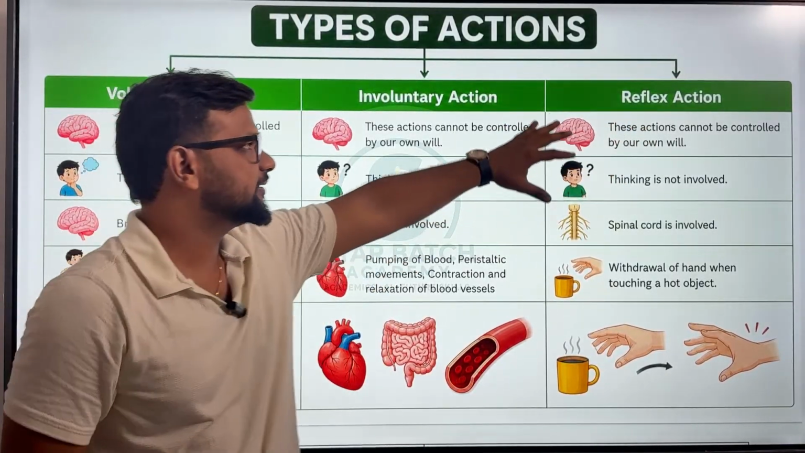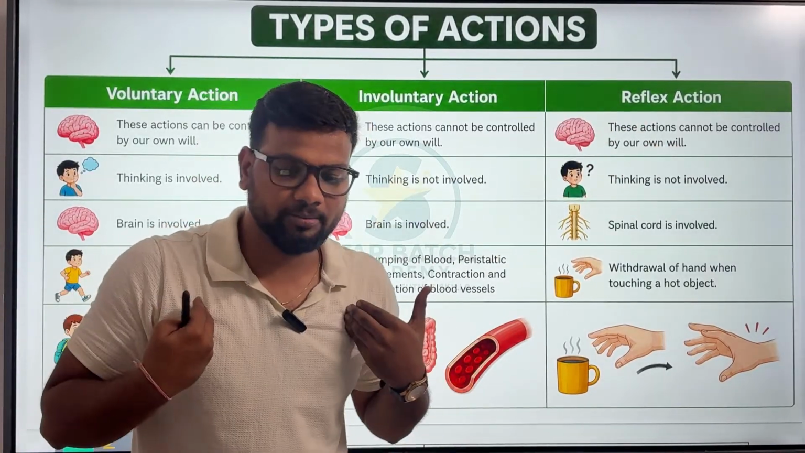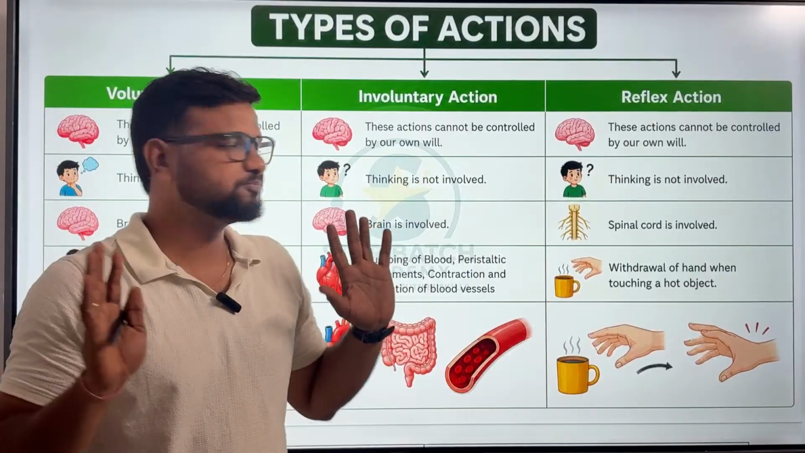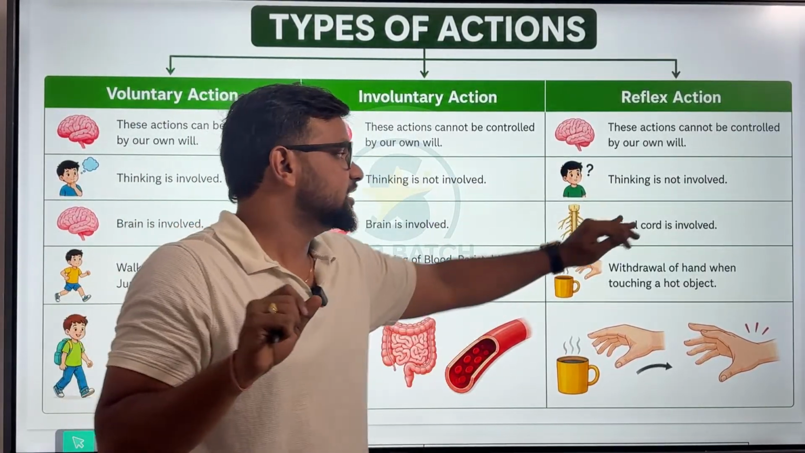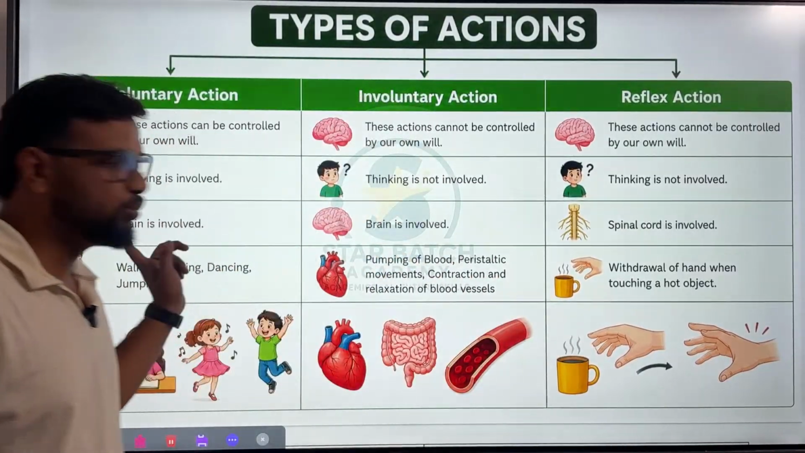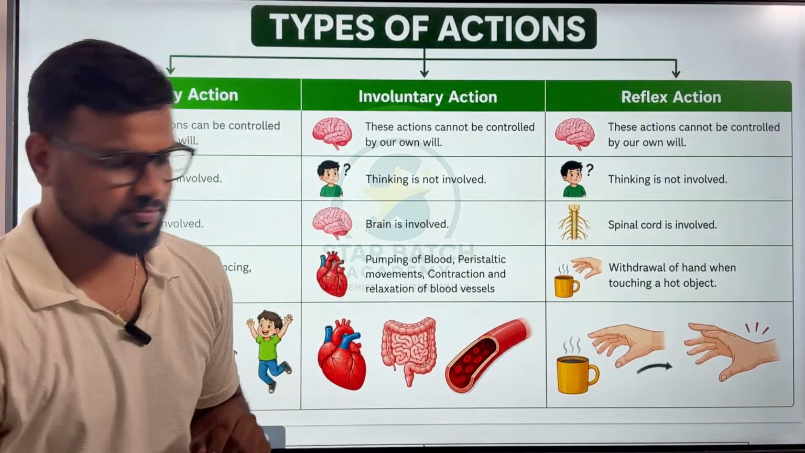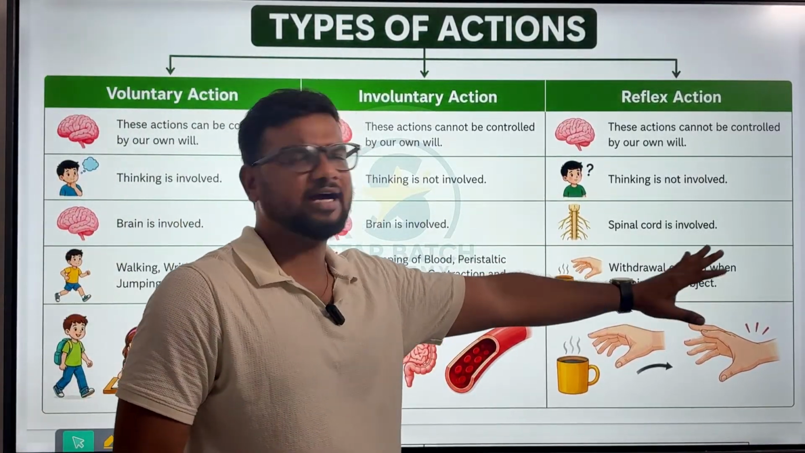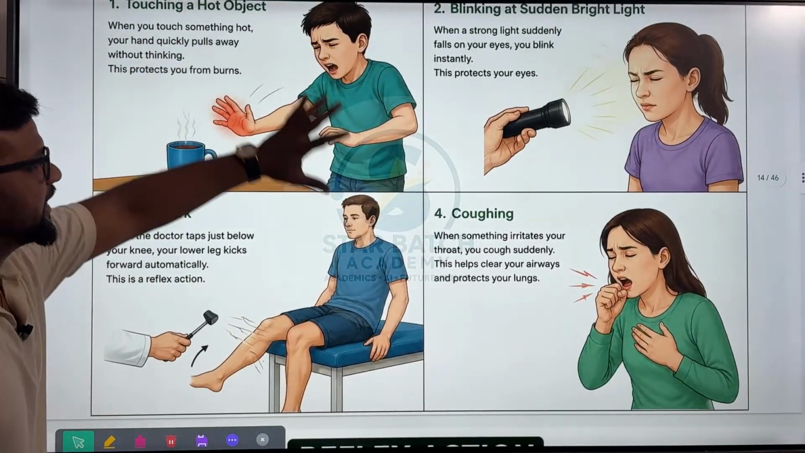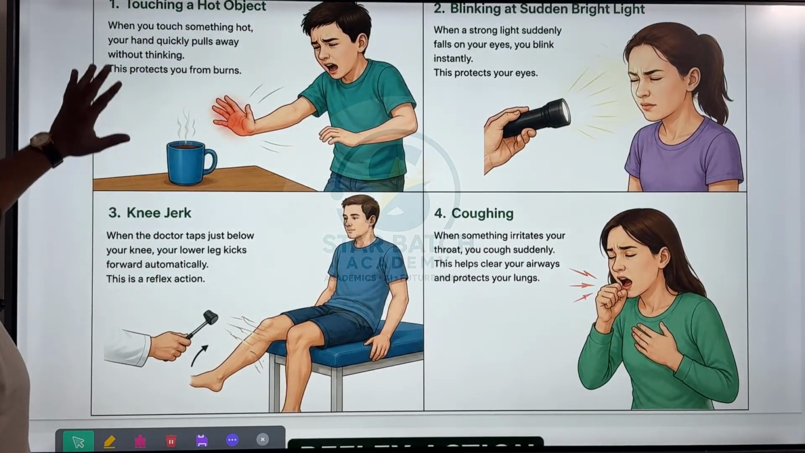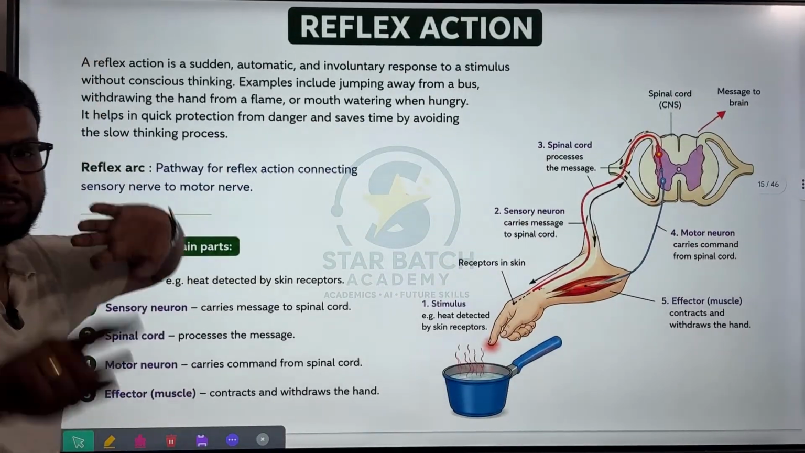Reflex is nothing but, see, the action cannot be controlled by our own will. This also cannot be controlled by our own will. But thinking is not involved. We won't be thinking. Spinal cord is involved. In these two, both brains are involved. Here the spinal cord is involved. Withdrawal of a hand, okay, example. And these are the examples: coughing, knee jerk, and touching hot objects.